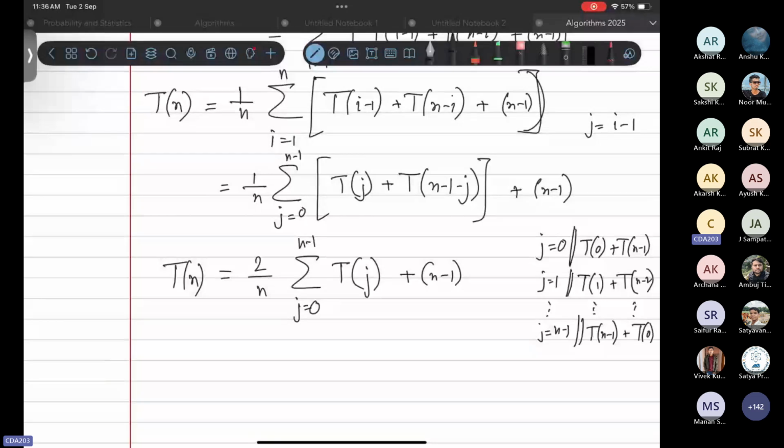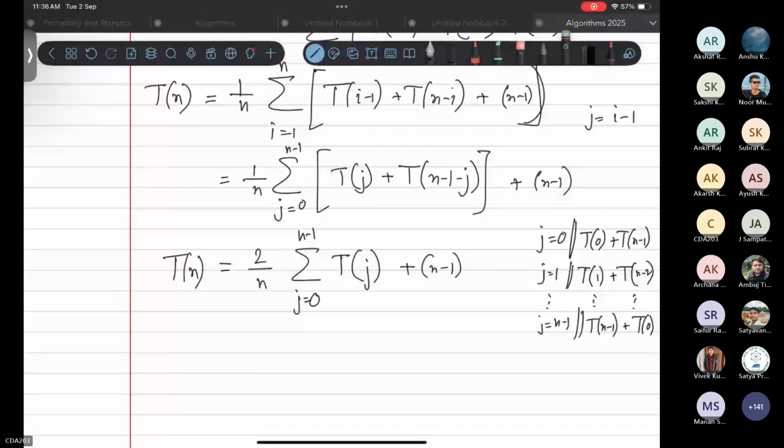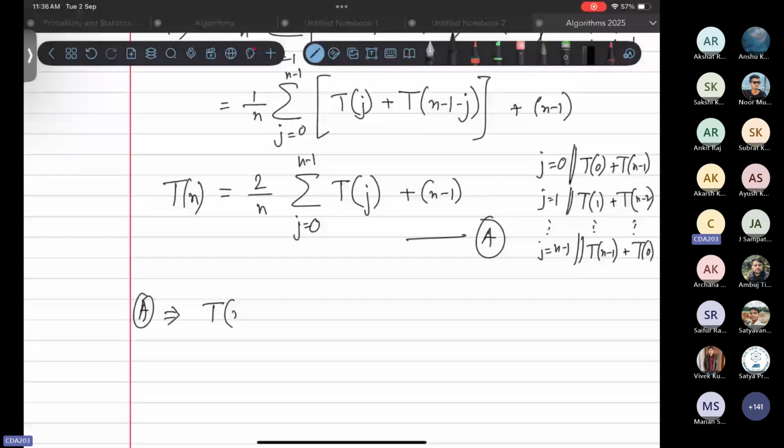Yes, i was running from 1 to n, but j is running from 0 to n minus 1. That's why we can write this. Okay, so far it's good. Now I'll call this equation A. Right? Now from this equation A, what can I say? This is a recursive relation, right? Which gives you the value of Tn.